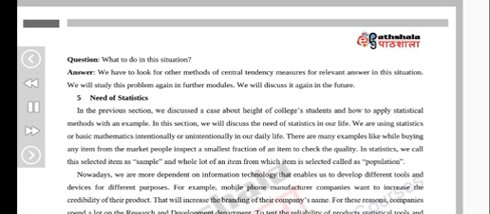Question: What to do in this situation? Answer: We have to look for other methods of central tendency measures for a relevant answer in this situation. We will study this problem again in further modules. We will discuss it again in the future.